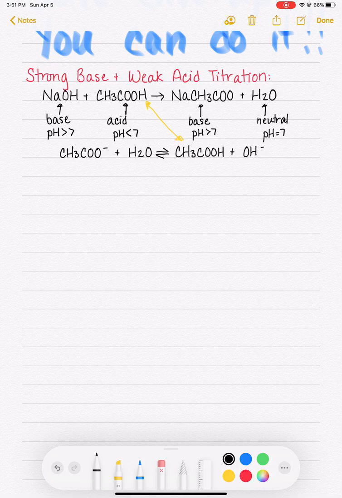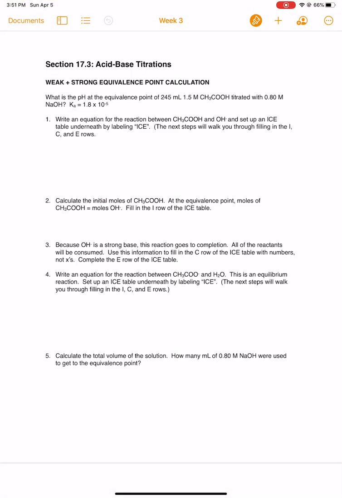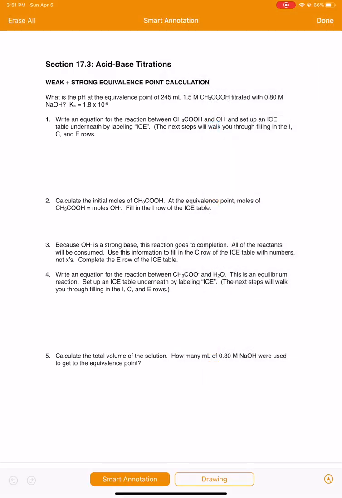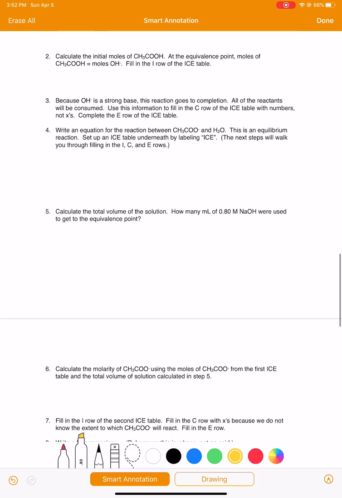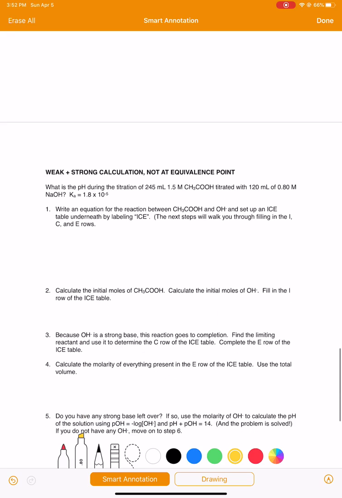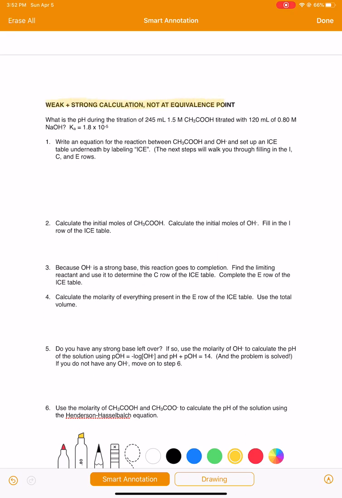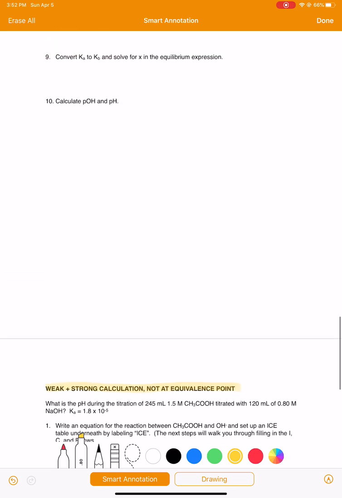So what I have made for you to help you navigate through these types of calculations is a worksheet that has a series of steps of what you need to do when you are dealing with a weak and strong titration. This could be for a weak acid with a strong base or a weak base with a strong acid. On this worksheet, the first type of problem that we're going to solve is an equivalence point calculation. That means we're being asked, what is the pH at the equivalence point? We're also going to do weak, strong calculations at some other time, not at the equivalence point. Those are two separate types of calculations.